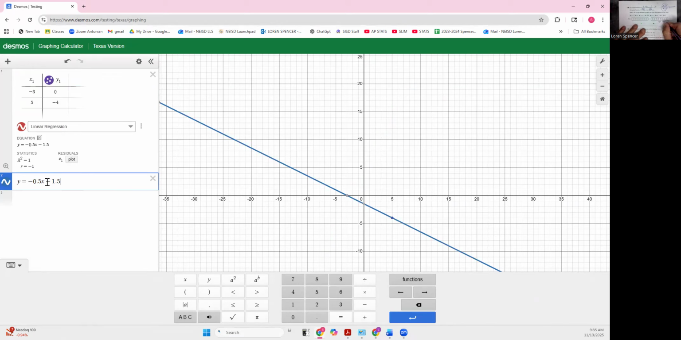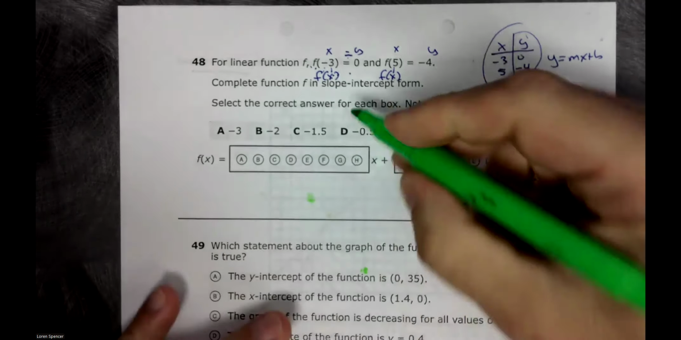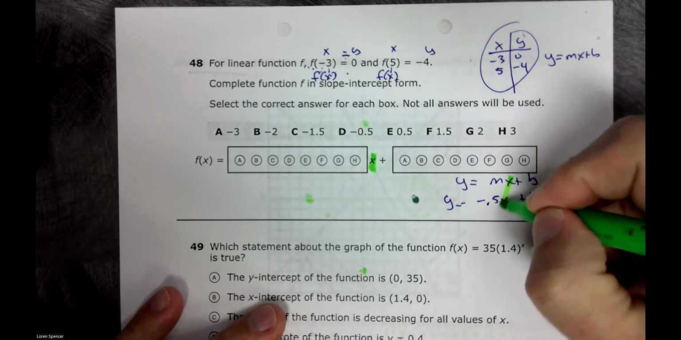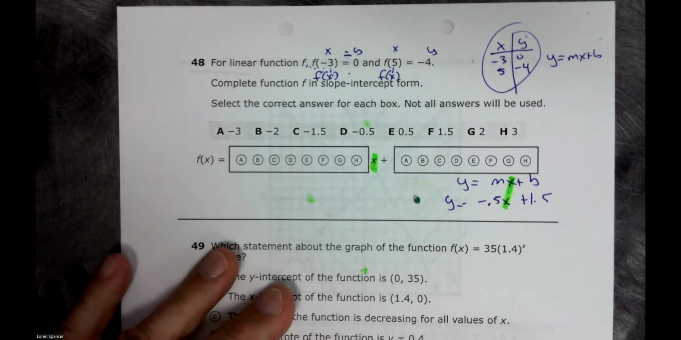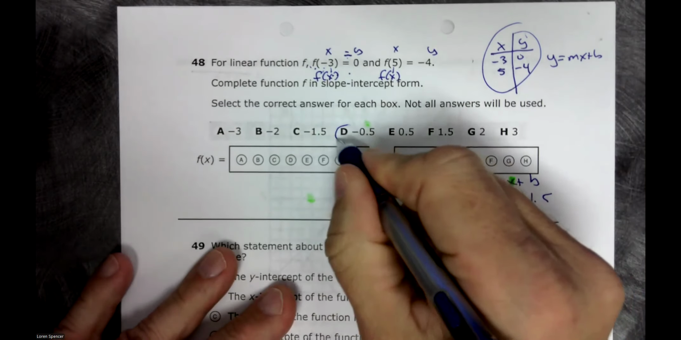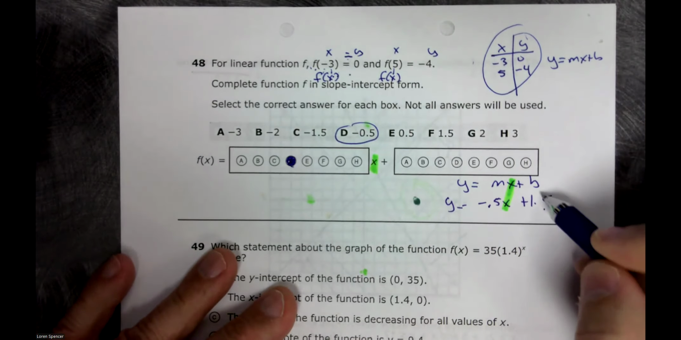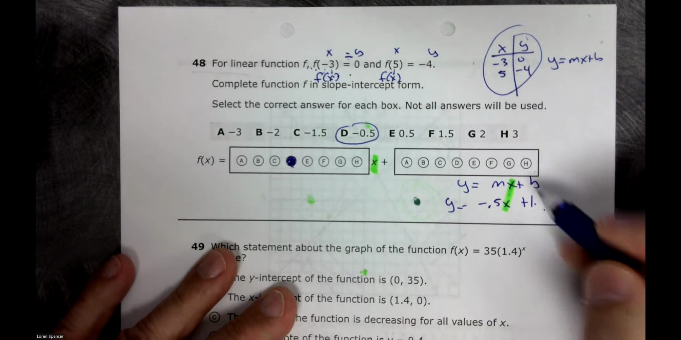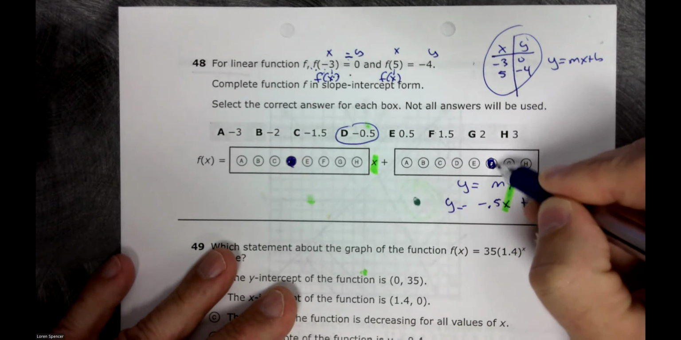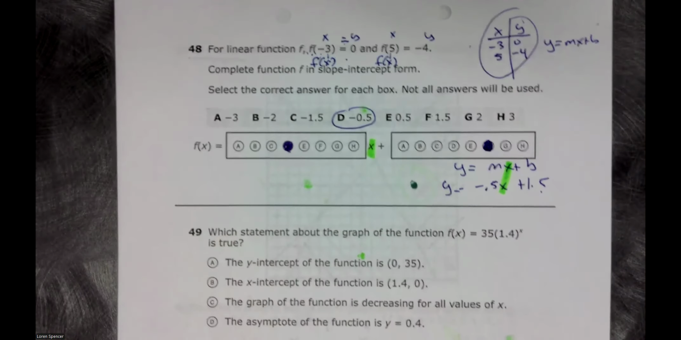So I'm going to write that down on my paper. I'm going to write y equals mx plus b, and then y equals -0.5x plus 1.5. Okay, we're going to stop our share. And I notice right here they have an x, so this is my slope. We need -0.5 for this one. Well, -0.5 is D, so that's going there. And then it says plus 1.5. Plus 1.5 is F. F is going there.